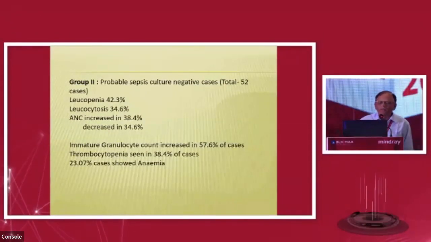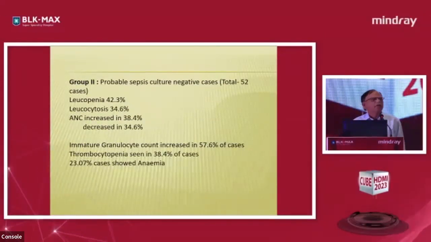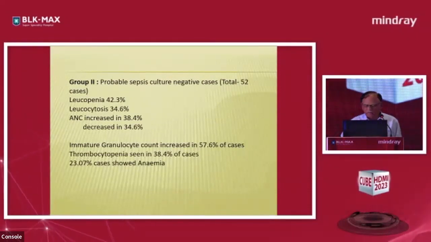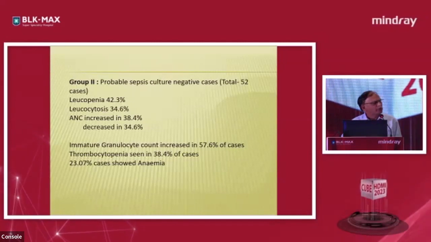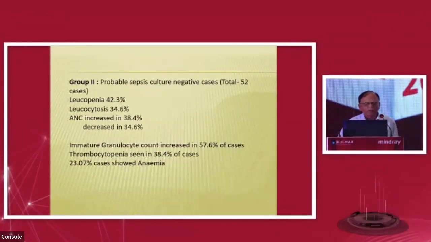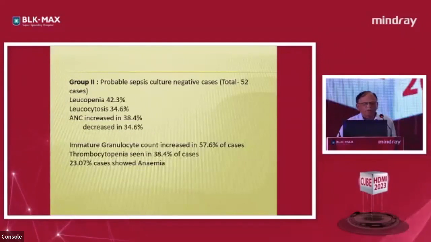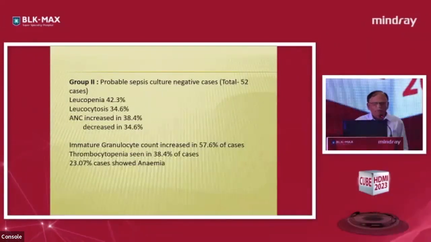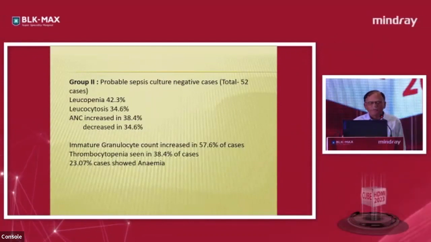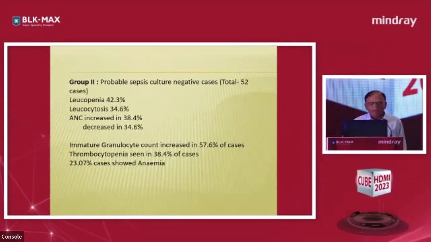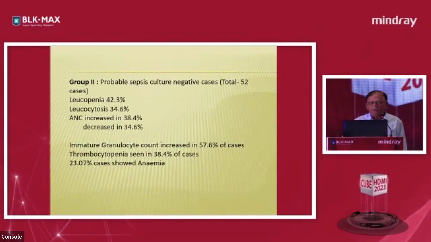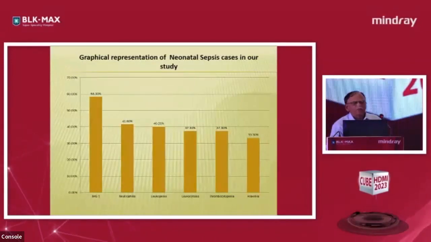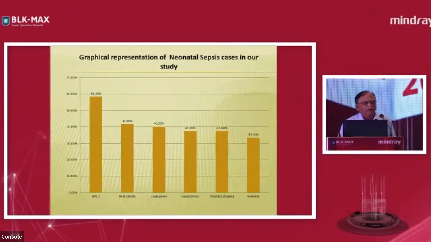Now again, group 2, that is, as I said, culture negative, but with all the signs and symptoms of sepsis. In these cases, leukopenia was more common, 42.3% compared to leukocytosis, and absolute neutrophil count was increased in 38.4%. Immature granulocyte count was also increased in 57.6%, and thrombocytopenia was shown in 38.4% of cases. So this is the graphical representation of neonatal sepsis cases in our study.